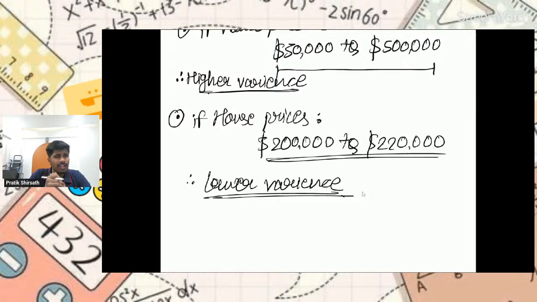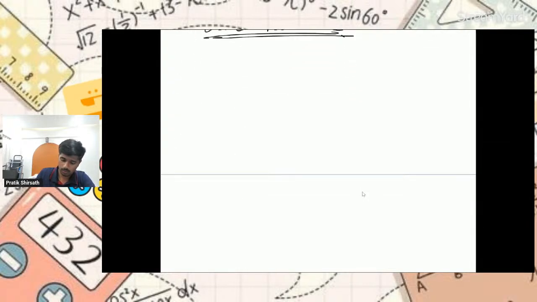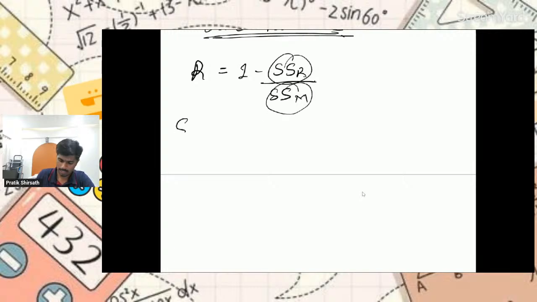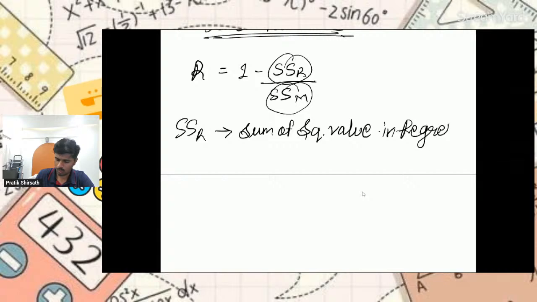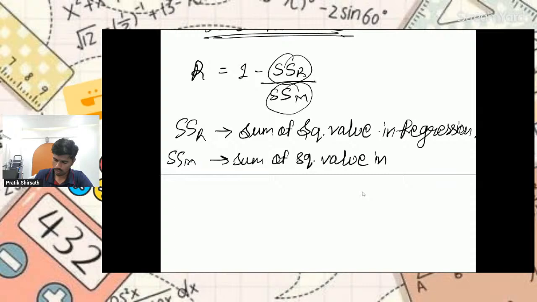Now, in R2 score, it is very important to understand what the formula says. R2 score is 1 minus SSR divided by SSM. Now, what do SSR and SSM mean? SSR is nothing but the sum of squared values in the regression line. Now, what is this regression line? I will tell you in a few minutes. And SSM is the sum of squared values in the mean line.